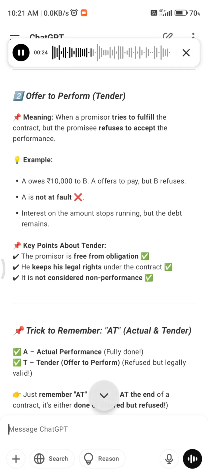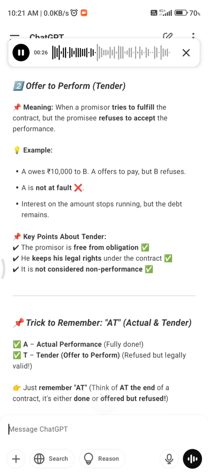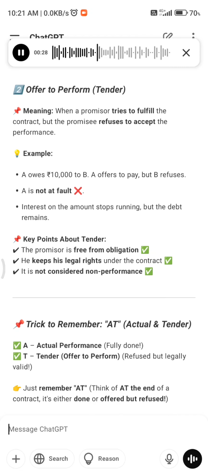2. Offer to perform, tender, meaning when a promisor tries to fulfill the contract, but the promisee refuses to accept the performance. Example, A owes 10,000 to B. A offers to pay, but B refuses. A is not at fault. Interest on the amount stops running, but the debt remains. Key points about tender. The promisor is free from obligation. He keeps his legal rights under the contract. It is not considered non-performance.